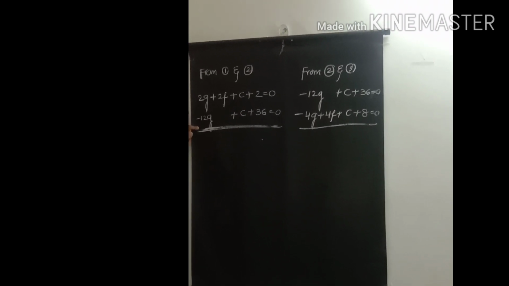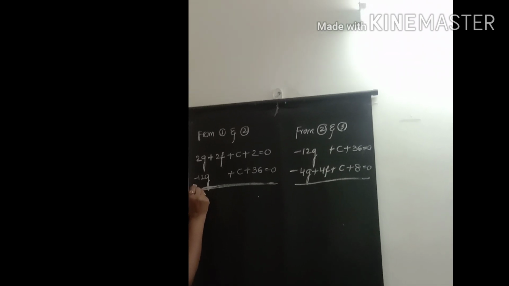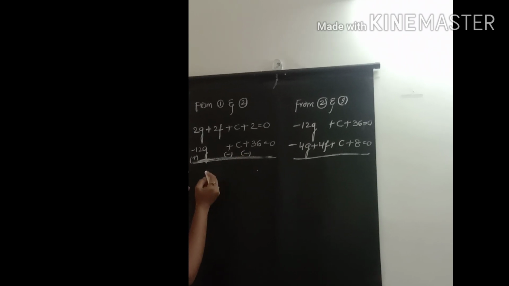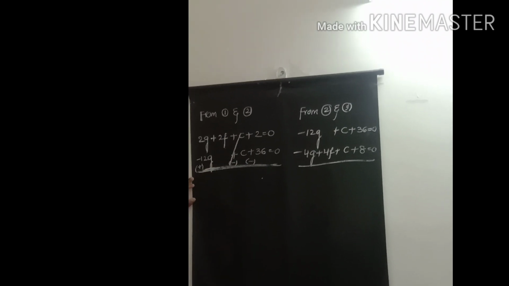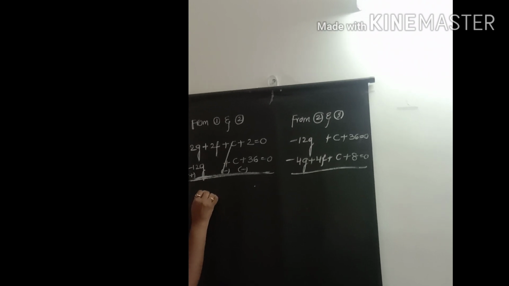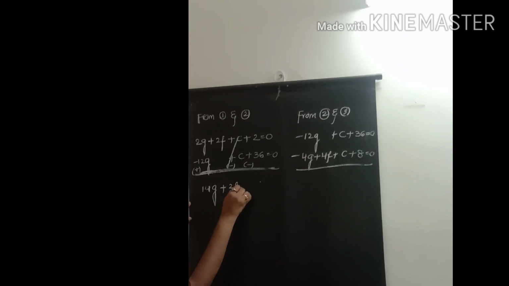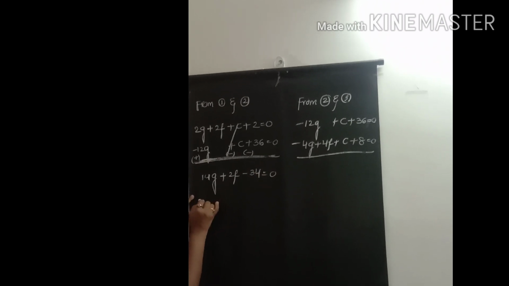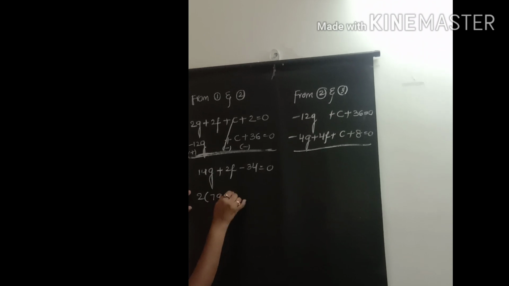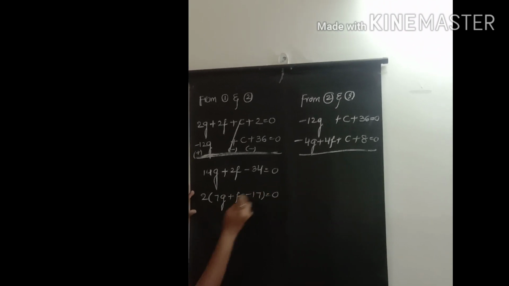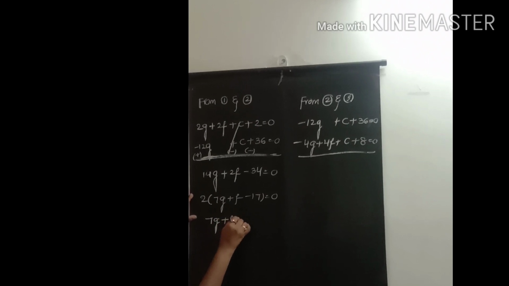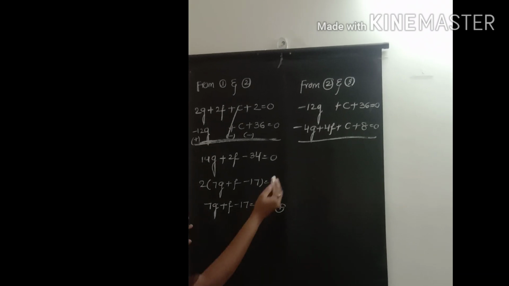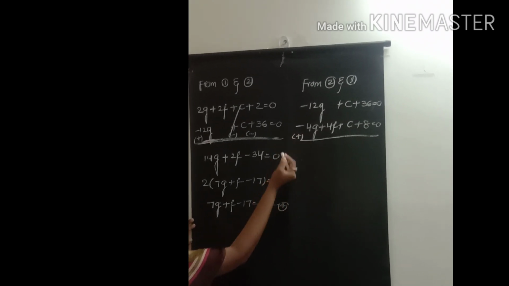Now from 1 and 2, we take the first equation and the second equation, changing the signs of the second equation: plus 12g, minus c, minus 36. Now plus c minus c gets cancelled. 2g plus 12g is 14g, plus 2f, 2 minus 36 is minus 34, equal to 0. Now taking 2 common, 2 into (7g plus f minus 17) is equal to 0. That is 7g plus f minus 17 is equal to 0. Say equation 4.